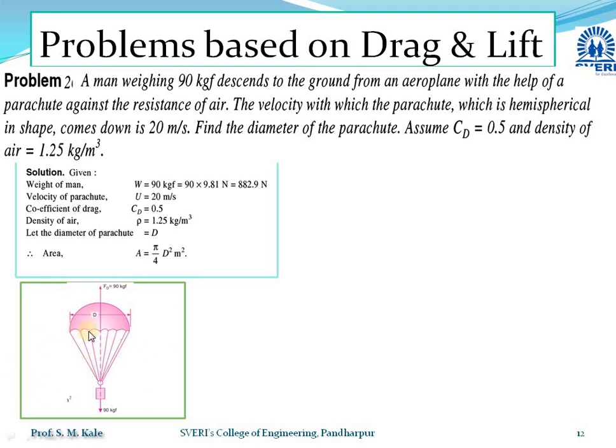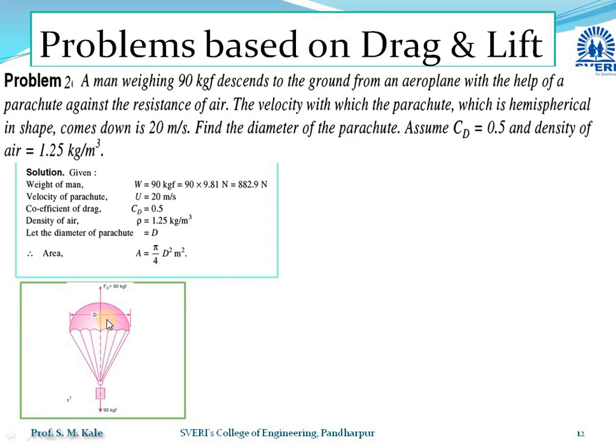So here, as the parachute is hemispherical in shape, and as the parachute is coming in the vertically downward direction and the motion of air is in the vertically upward direction, the projected area will be this much, that is pi by 4 d square. That will be called the projected area. So the projected area is pi by 4 d square.